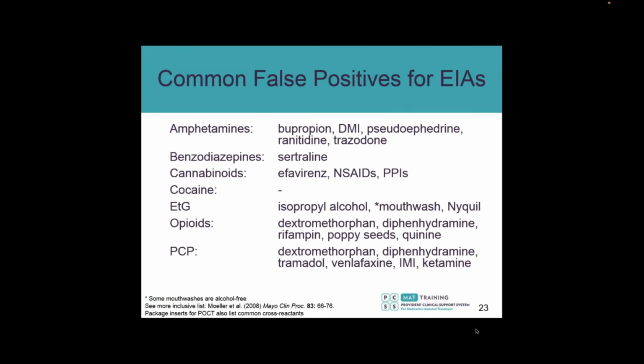For amphetamines, they are by far the one with the most common false positives: commonly bupropion, desipramine, Sudafed, ranitidine, and trazodone can trigger false positives. For benzodiazepines, Zoloft, or sertraline, is not uncommon. For cannabinoids, it can be some of the anti-HIV drugs, and NSAIDs and PPIs. Cocaine is pretty uncommon because it's actually a measurement of benzoylecgonine, which is a metabolite of cocaine, and so it's very rare to get a false positive. For ETGs, some of the initial screens will be triggered by isopropyl alcohol, rubbing alcohol. Mouthwashes can actually have real ethanol in them, as can NyQuil. Opioids: dextromethorphan, diphenhydramine, rifampin, poppy seeds, which we'll talk about, and quinine. And then PCP: again dextromethorphan, diphenhydramine, tramadol, venlafaxine, imipramine, and ketamine.